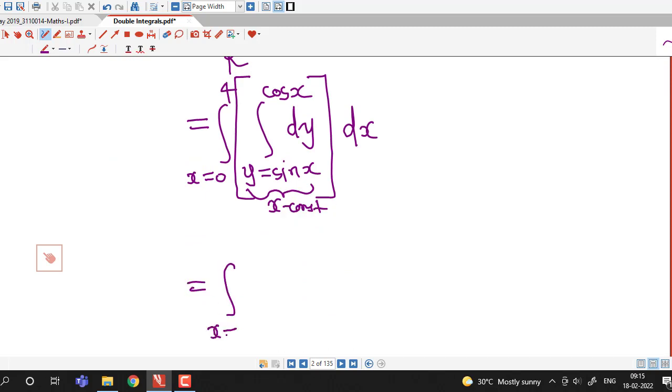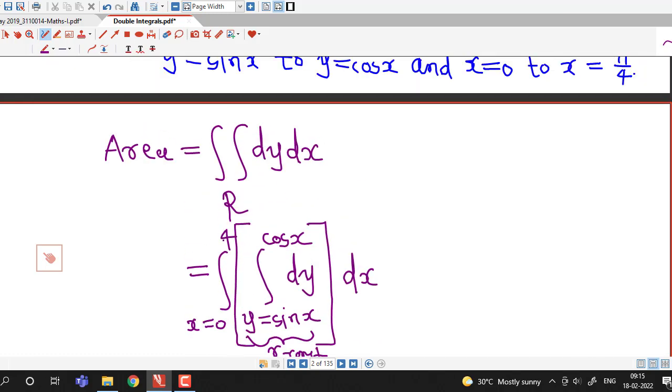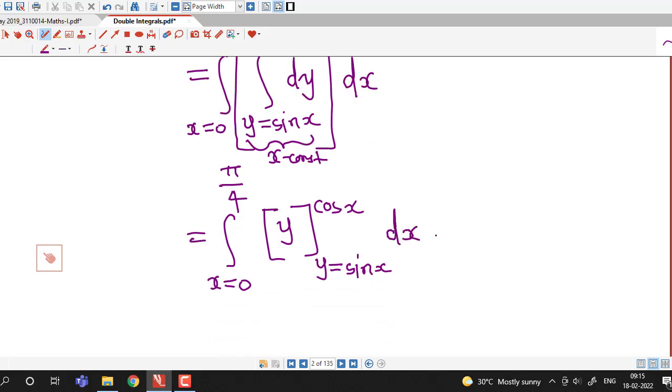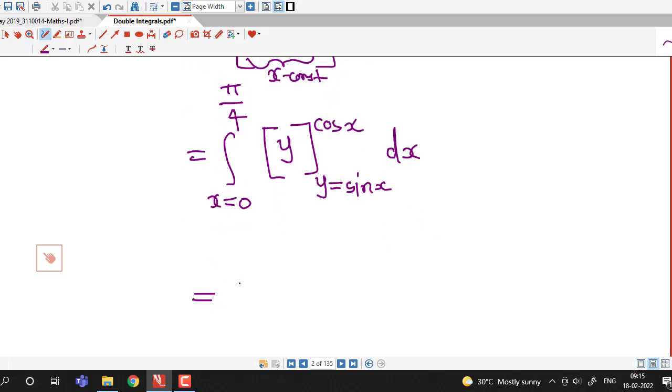Now here our function is 1. Integration of 1 with respect to y is y, and limits of y are from y equal to sin x to y equal to cos x. Here the upper limit is not 4, it is pi by 4. And then we will integrate with respect to x. Now we put limits of y, from sin x to cos x. Integral from 0 to pi by 4, upper limit for y is cos x minus lower limit for y is sin x.